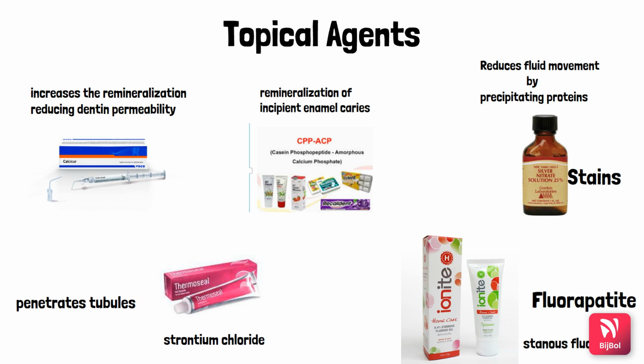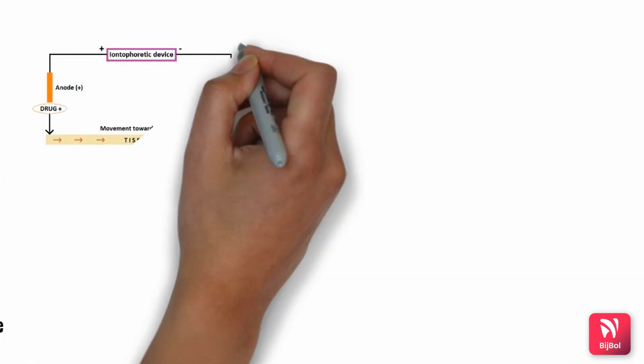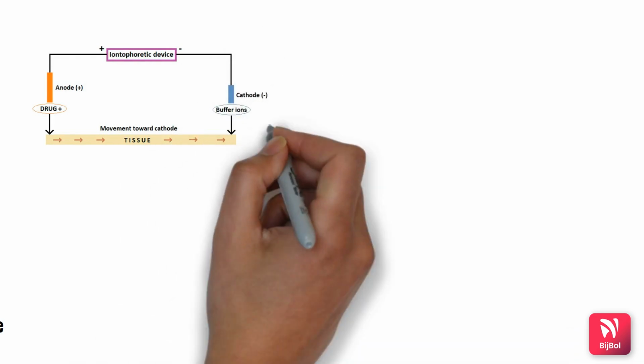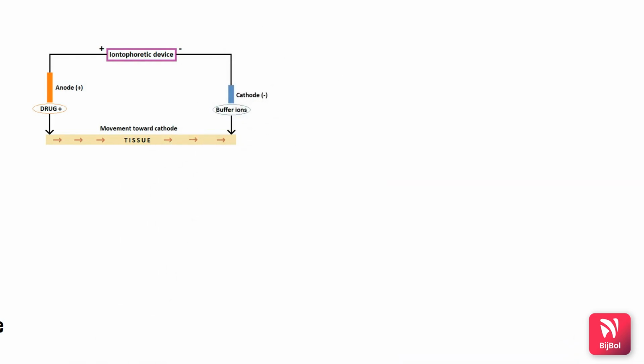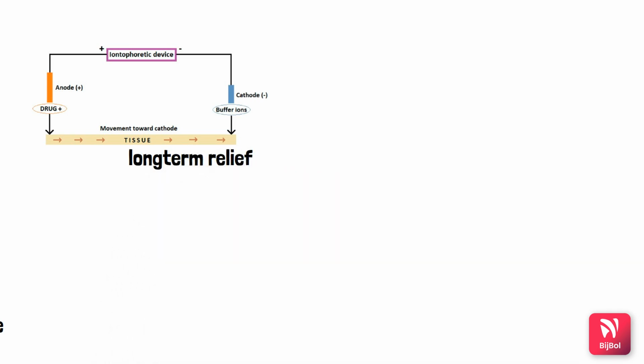Next, a recent method is fluoride iontophoresis. Here, in this procedure, the ions of the chosen medicament are driven into the specific tissues by means of an electric current. So, fluoride iontophoresis will transfer the fluoride ions into the dentin, thereby causing desensitization by the formation of fluorapatite. And it also gives long-term relief from dentinal hypersensitivity.